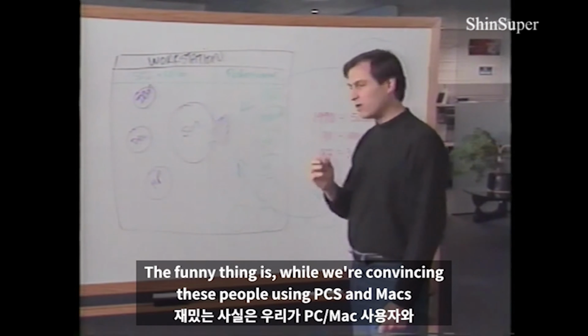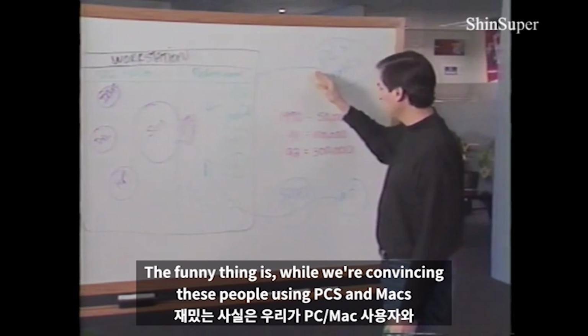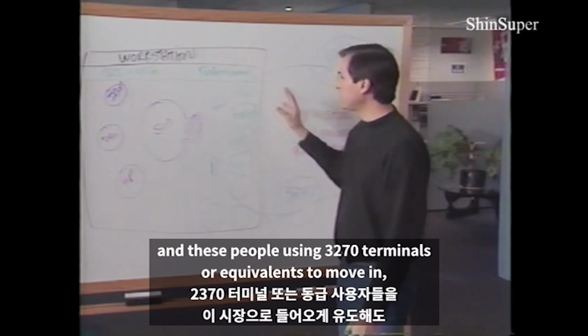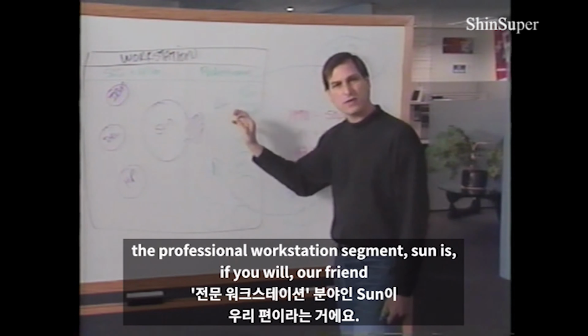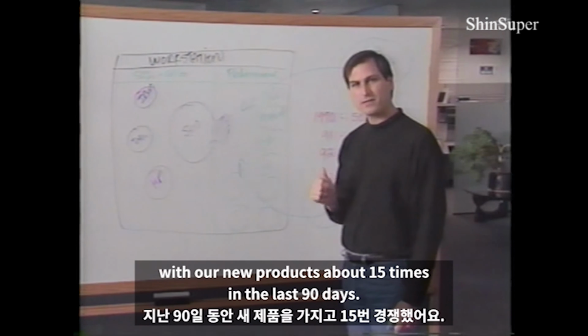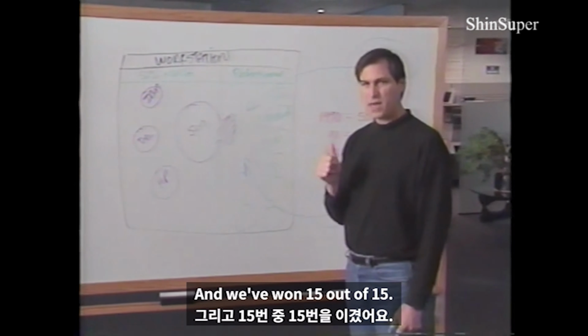The funny thing is, while we're convincing these people using PCs and Macs and these people using 3270 terminals or equivalents to move in to the professional workstation segment, Sun is, if you will, our friend, because they're going to spend their marketing money to convince people to move into this segment. But the minute they've made their choice to move into the segment, whether we've convinced them or Sun has convinced them, Sun and NeXT are mortal enemies. And the good news, which we'll talk about in a minute, is that we've had a chance to suit up against Sun with our new products about 15 times in the last 90 days, and we've won 15 out of 15.